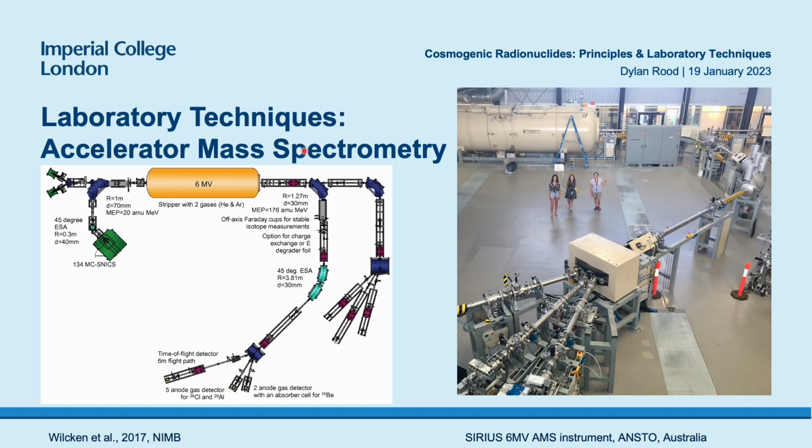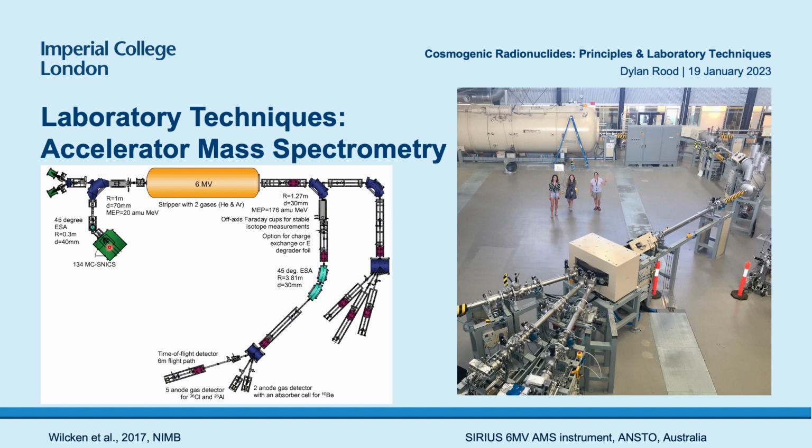So next, in terms of lab techniques, is accelerator mass spectrometry. Again, I could take a whole talk just on this alone, but you can see that this is what we rely on to measure these rare isotopes. This is a 6 million volt system at ANSTO in Australia.